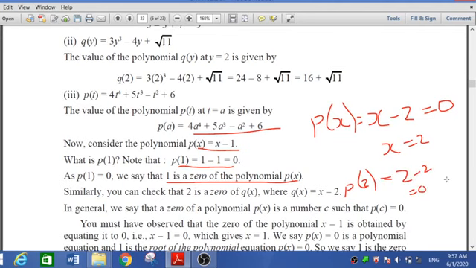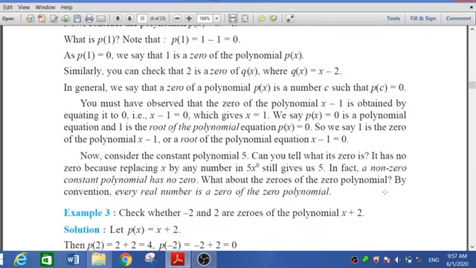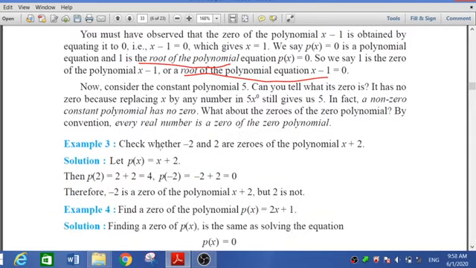So getting zeros of polynomial in a linear equation in one variable is easy. Or we can say roots of polynomial. Zero of polynomial, another name is root of polynomial. Now the question is we have to check this, that type of question is asked.